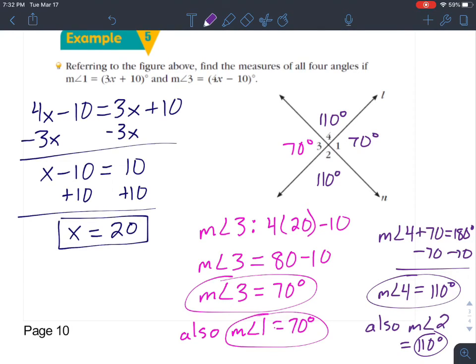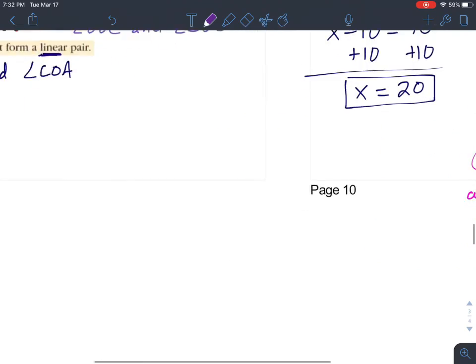And if we want to check our work, all 4 of those angles, all of these here, should add up to 360 degrees. And I see that they do, because 70 and 70 is 140, 110 and 110 are 220, and 220 plus 140 does make 360.